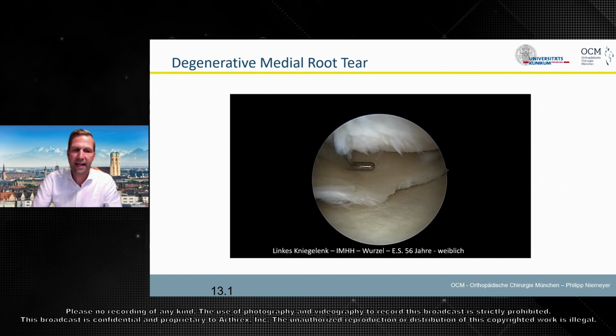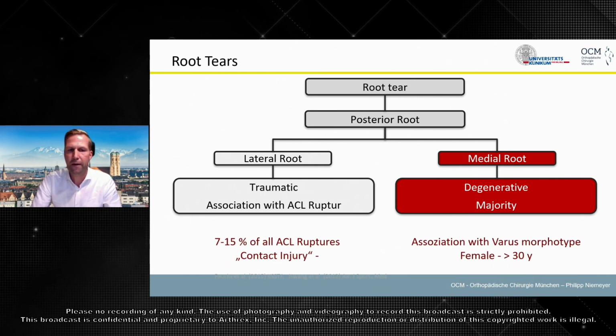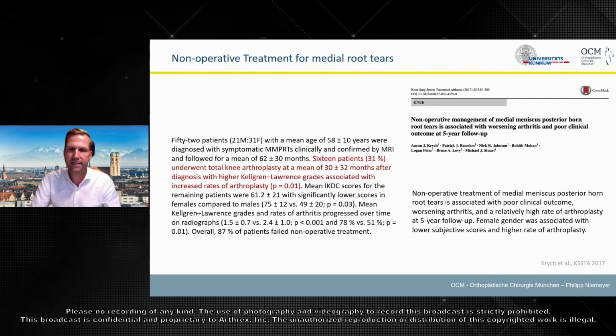In contrast to the lateral root tears, the medial root tear is typically a degenerative root tear, so there's no major trauma in the majority of cases. Females are more frequently affected than male patients, and there's an association with varus deformity and varus alignment, actually corresponding to the preclinical data I just showed from the study of Lukas Willinger. And I personally consider this medial root tear as really a big problem, and this is underlined by several studies.